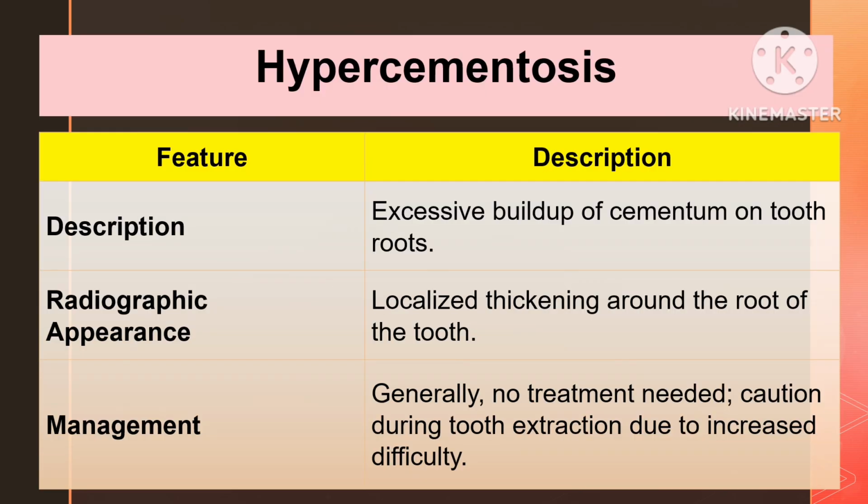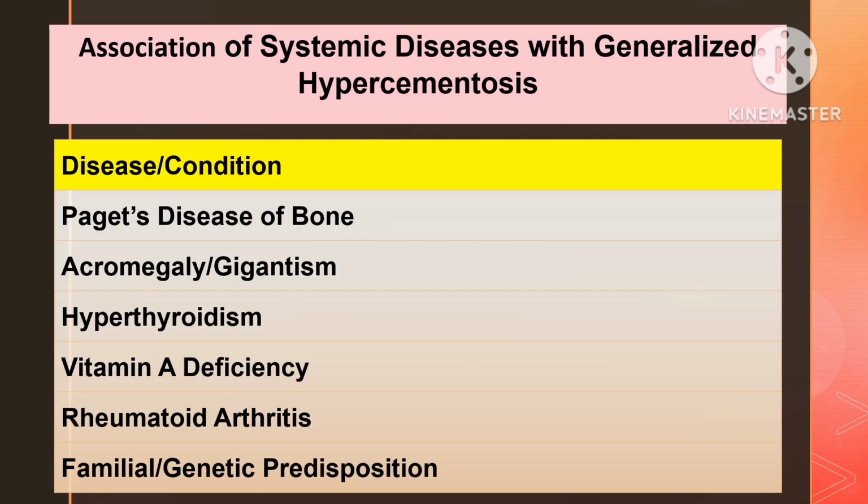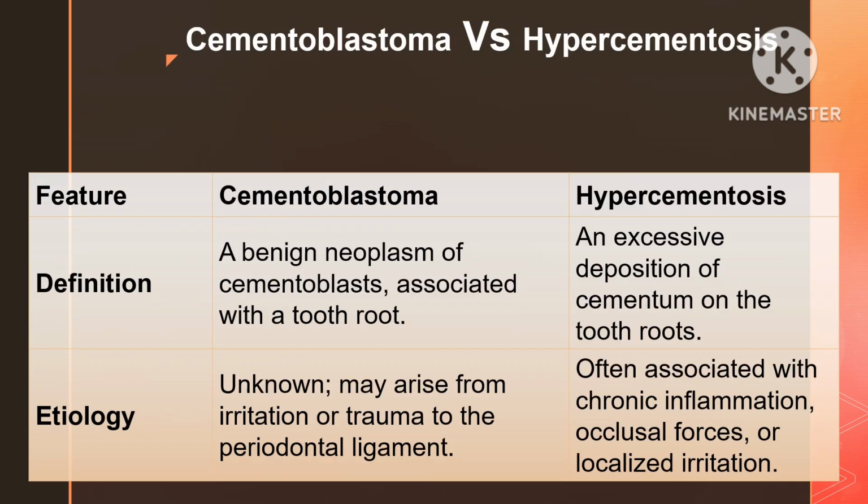Excessive buildup of cementum on tooth roots is known as hypercementosis. In a radiograph, it appears as a localized thickening around the roots of the tooth. Generally, no treatment is needed, but one should be cautious during tooth extraction because excessive buildup of the cementum may increase the difficulty level of extraction.